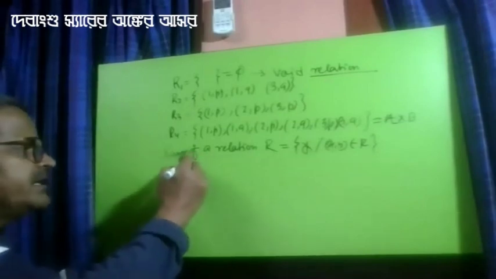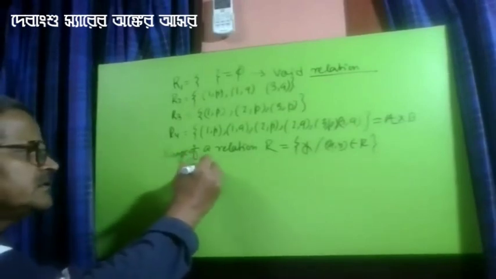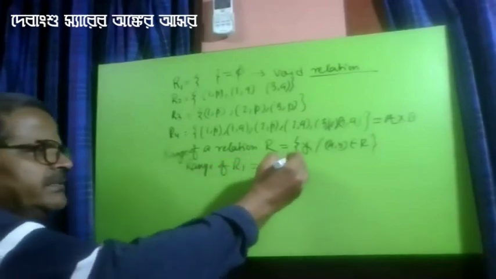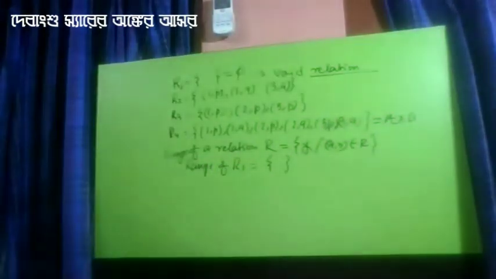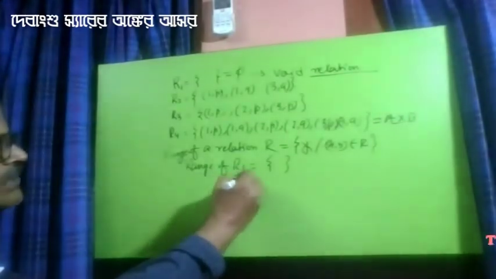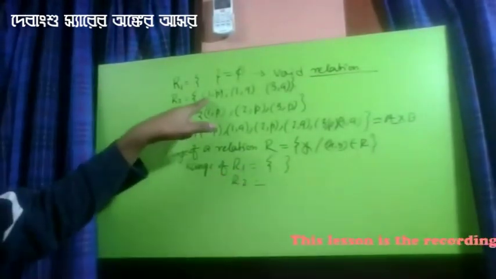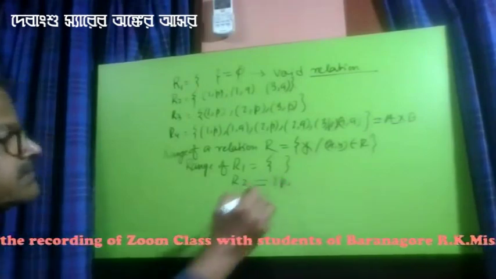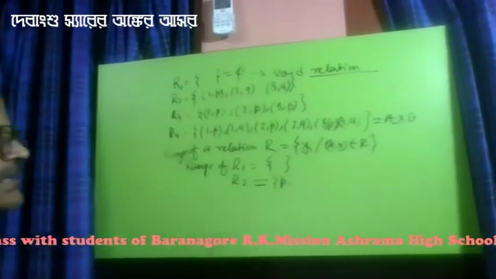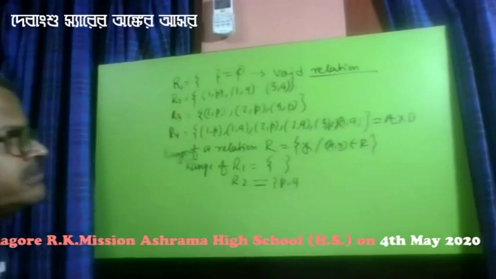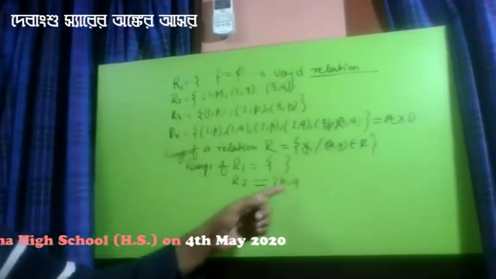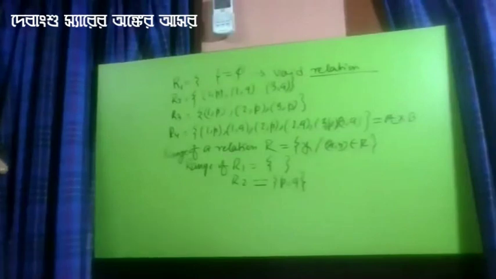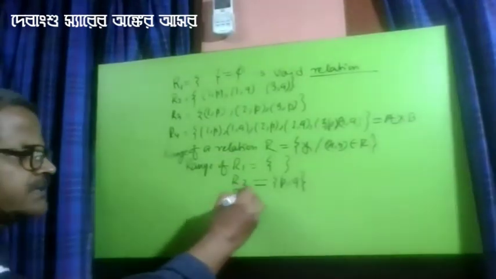Now the range of R1. R1 does not have any element. So it is the null set. Of R2. Now see, 1P is there. So P will be included. Second part, 1Q is there. So Q will be included. 3Q is there. Q already written. No question of repetition arises. Of R3.